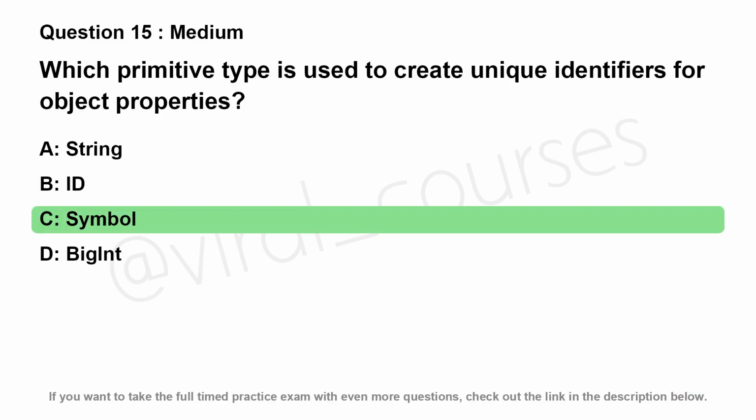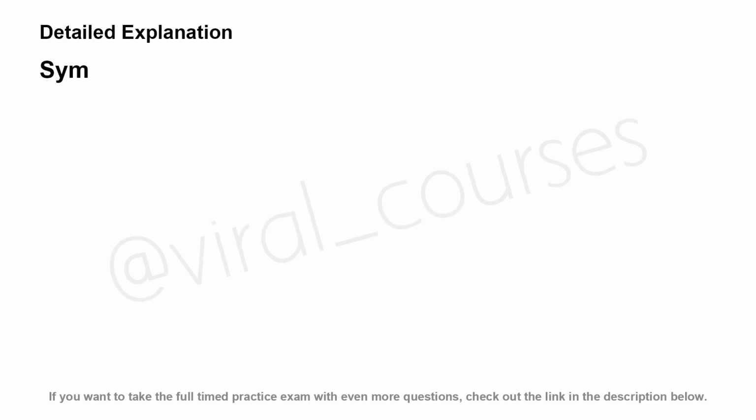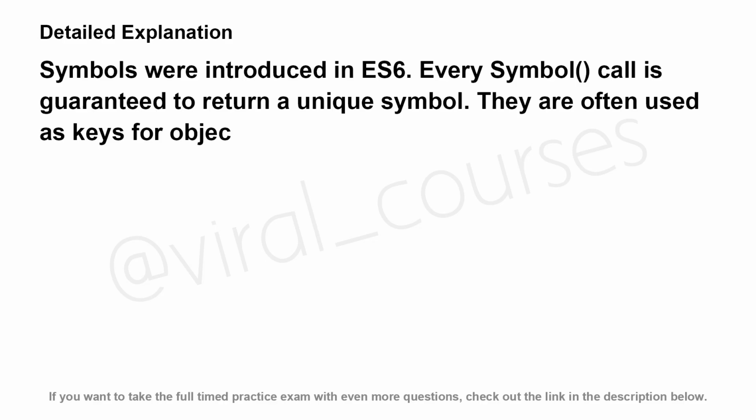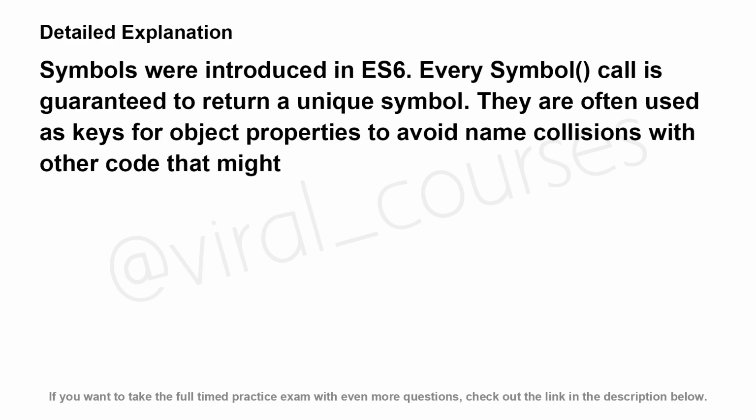The correct answer is C. Symbols were introduced in ES6. Every symbol call is guaranteed to return a unique symbol. They are often used as keys for object properties to avoid name collisions with other code that might add properties to the same object.